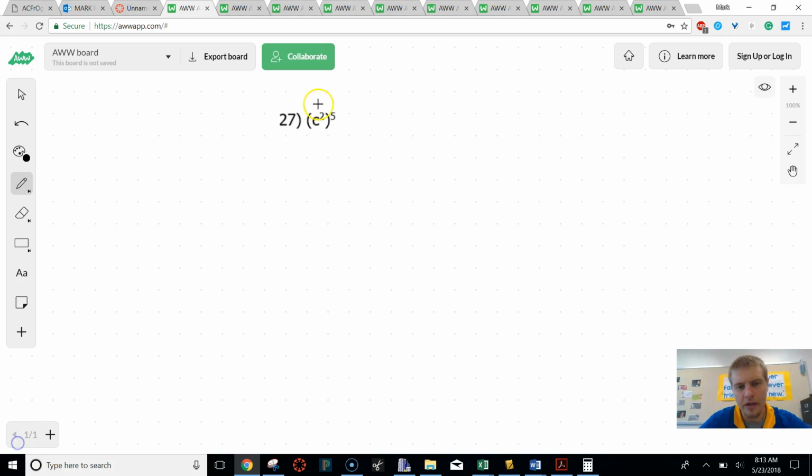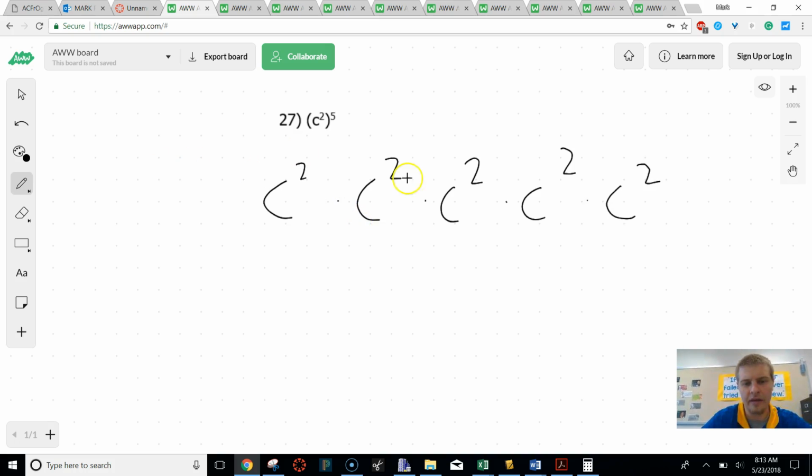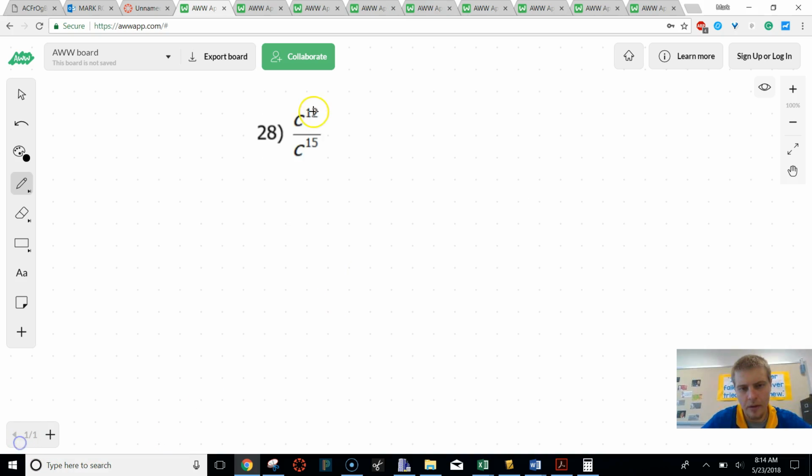Let's try the next one. If you think about this one, you'd write c squared 5 times. So that's like c squared times c squared times c squared times c squared times c squared. And again, from the last time, it's like adding, so this would be c to the 10th. The fast way is if you raise an exponent to an exponent, it's the same as multiplying. Let's try the next one.